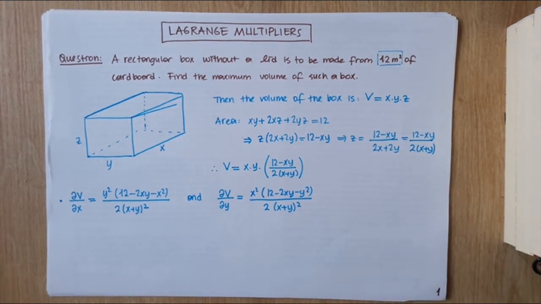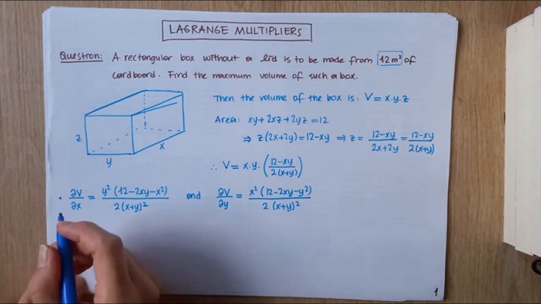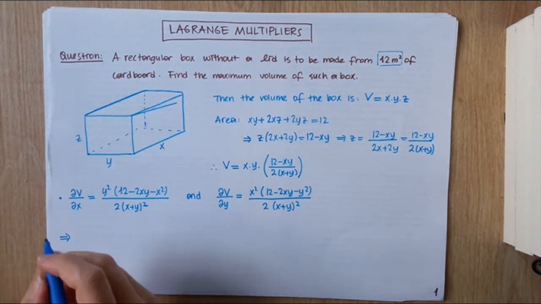Okay, so if V is a maximum, then we know that this occurs at a critical point or at the end points. But here the end points mean one of x or y is 0. So if x is 0 or y is 0, the volume will be 0, so this can't be a maximum value. Because of that, we will look for the critical points, and to obtain critical points, we will equate those partial derivatives to 0.